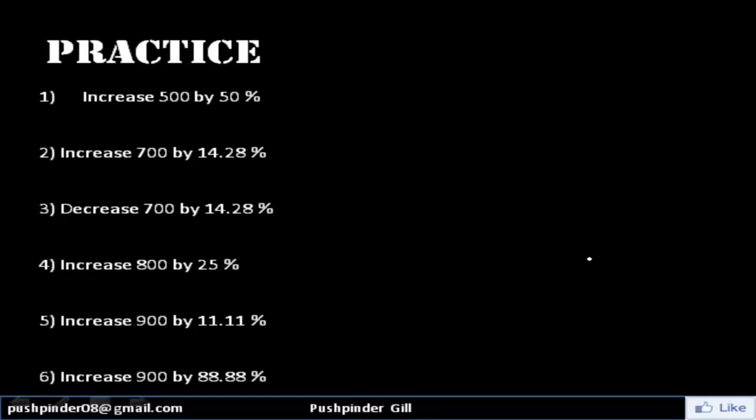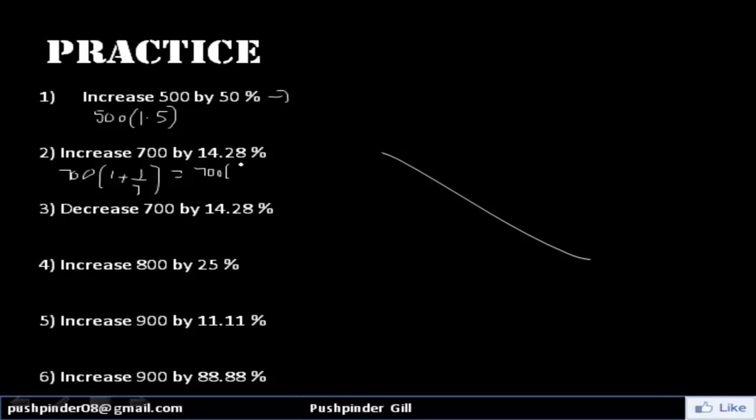So let's do some practice, right? First of all, we have to increase 500 by 50%. I simply say 500 into 1 plus 50 by 100, that is 1.5, right? Simple, okay? So I have to increase 700 by 14.28%. I simply say 700 into 1 plus. Now guys, what is 14.28%? It's 1 by 7, right? So that comes out to be 700 into 8 by 7. That is equal to 800.